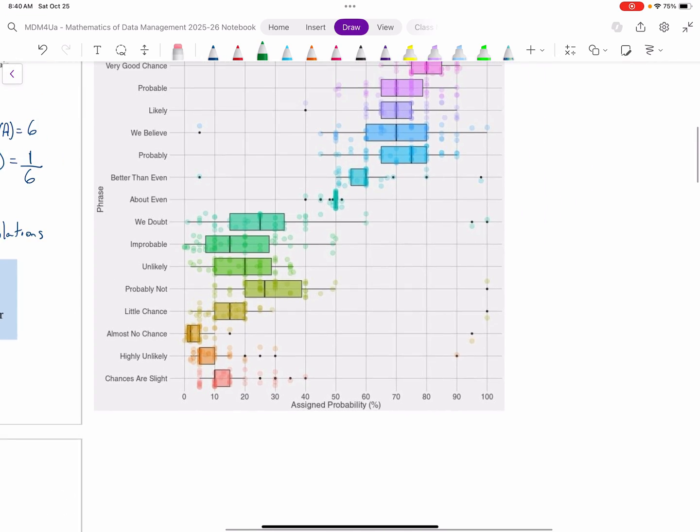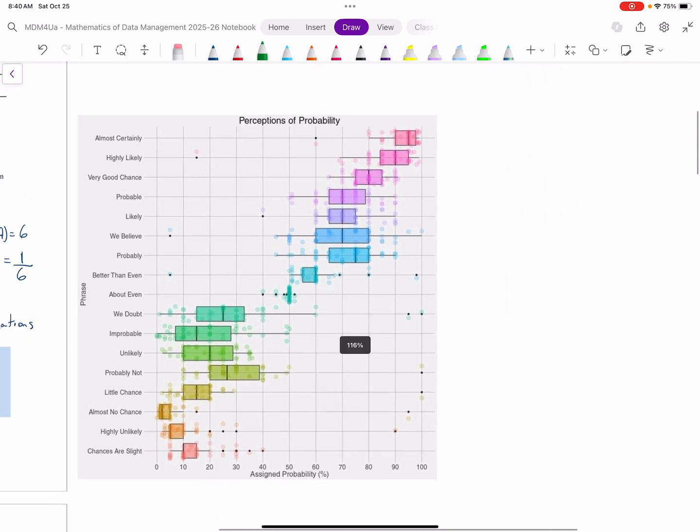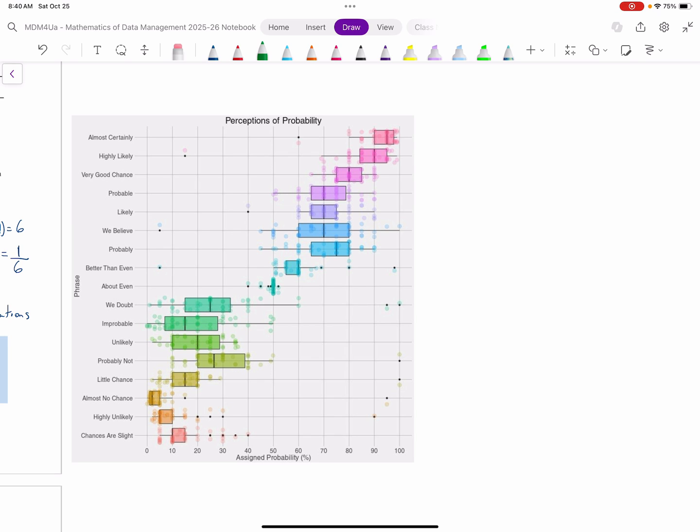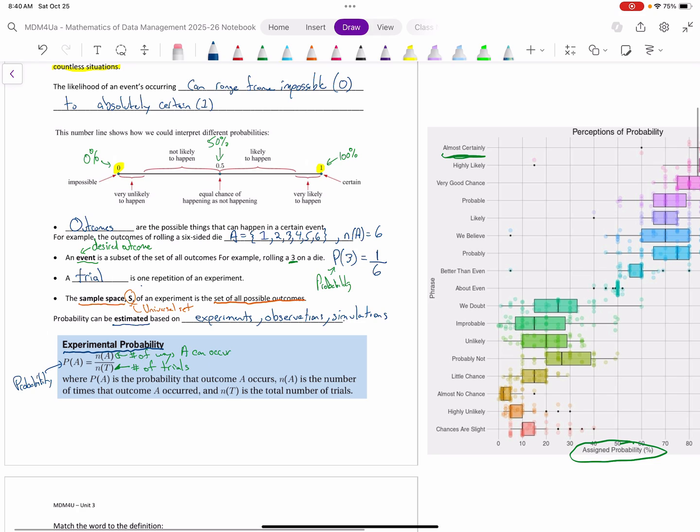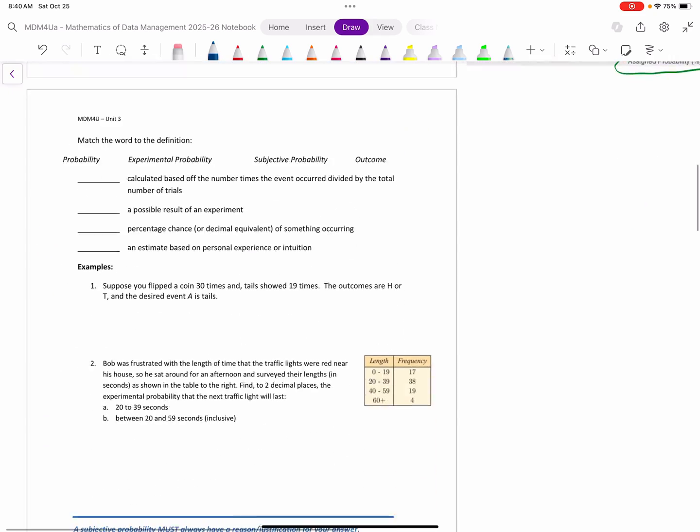On the side here, not to go into it very long, but this was a survey done for people to assign a probability to certain expressions in English. So if I was to say something was almost certainly going to happen, what number would you assign to it? And these are box and whisker plots. You've probably seen them in grade 9 math, which we'll talk about again later in this course. If I say something is almost certainly, it looks like most people have assigned 90% or above to that. So something associated with this idea of probability and also stats. We'll come back to that at some point.